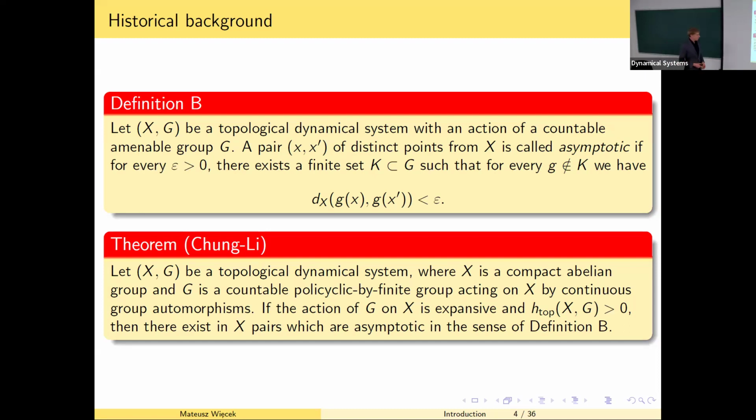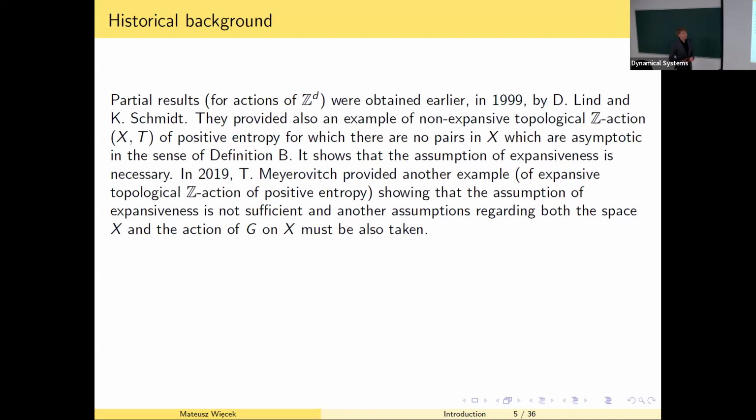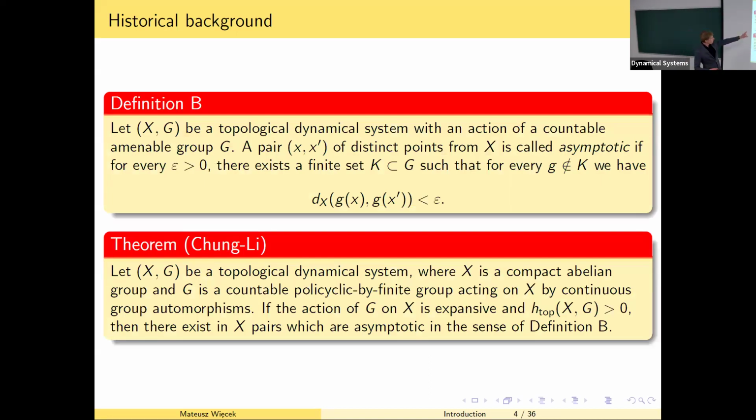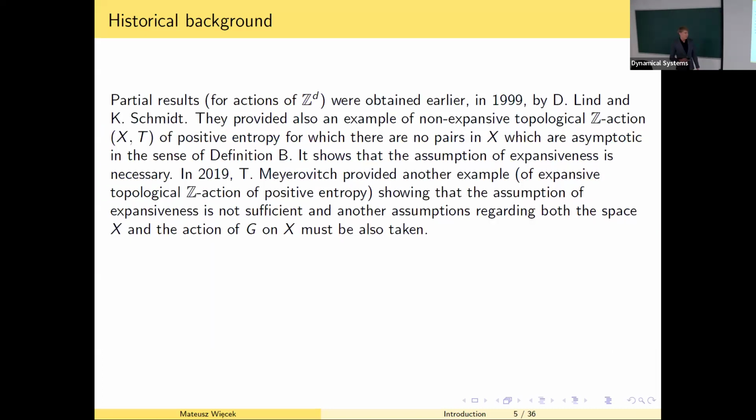But what is important is that, as we see, except for the fact that we need a specific space X and a specific group, we also need an assumption that the action is expansive. And actually, yet in 1999, Lind and Schmidt constructed, or provided, an example of a topological Z action with positive entropy but non-expansive, in which there are no asymptotic pairs in the sense of definition B. And in 2019, Downarowicz provided another example of an expansive Z action of positive entropy in which there are no asymptotic pairs, which shows that this assumption about the expansiveness is necessary, but it is still not sufficient.